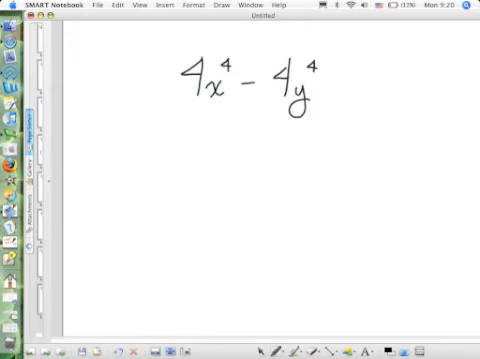Getting more difficult as we go. Don't stop on me. It's not prime. First, look for a greatest common factor. Yes, 4 goes into both of these.